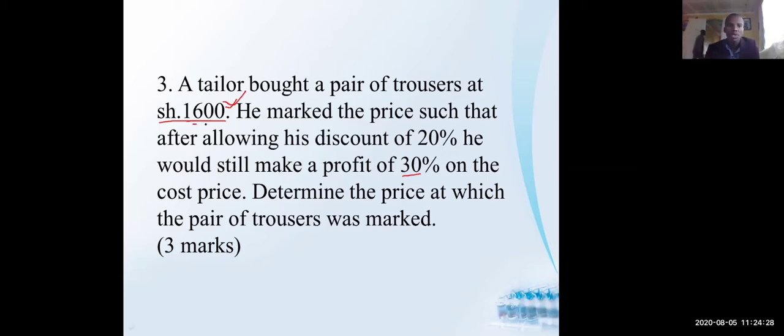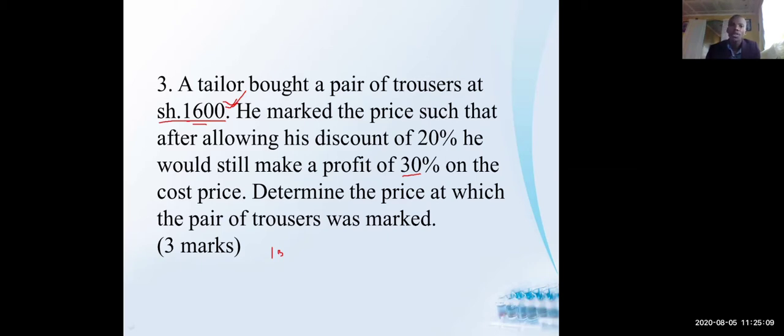The 100 is equal to 1,600. And now, because this is the cost price, the buying price, what did that trouser cost? So 100 will be equivalent to this one, but this person made a profit of 30. So after making the profit, what was the price now? So you realize that you'll say 130, you multiply by this, then you divide by 100.